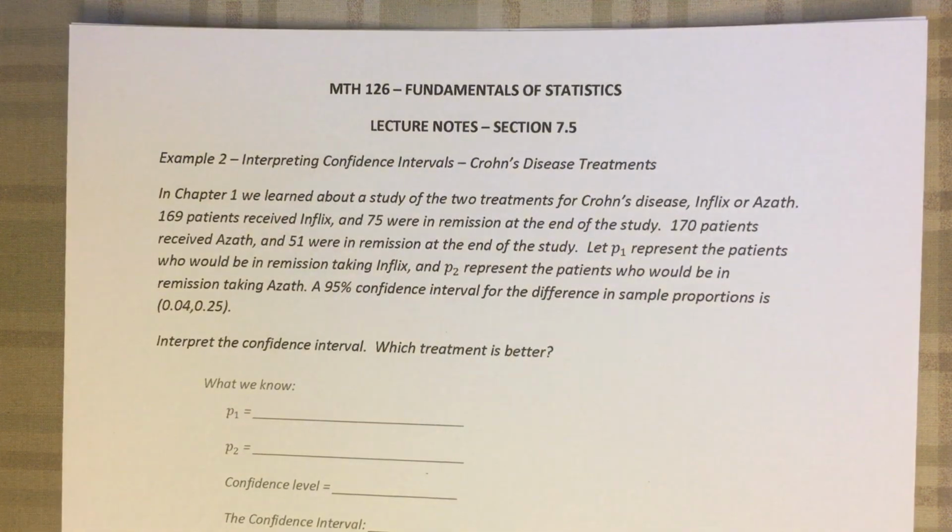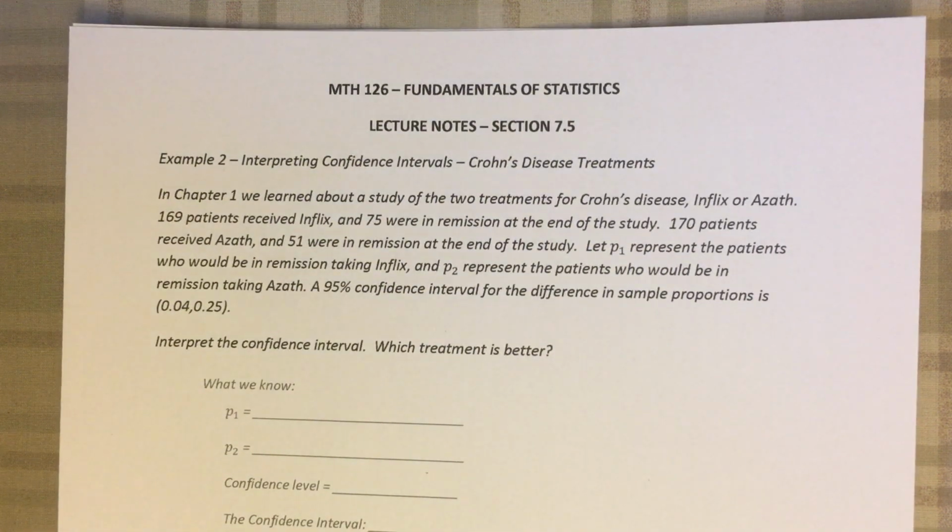All right, so we'll go through one more question talking about our interpretation of these differences. So back in chapter 1, this example actually relates to one that we talked about when we were talking about our controlled experiments. So in chapter 1, we learned about a study of 2 treatments for Crohn's disease, Inflix or Azeth. 169 patients received Inflix and 75 were in remission at the end of the study. 170 received Azeth and 51 were in remission at the end of the study.